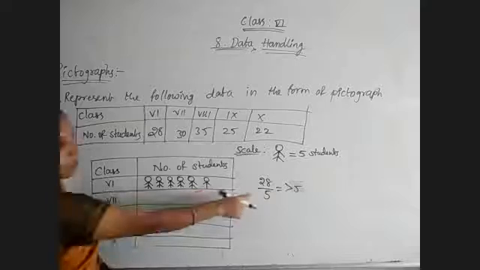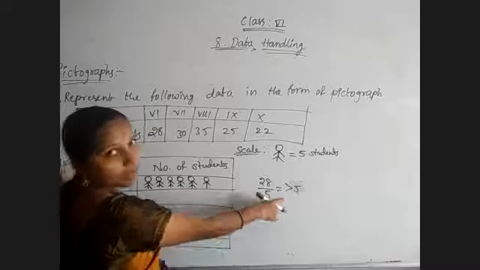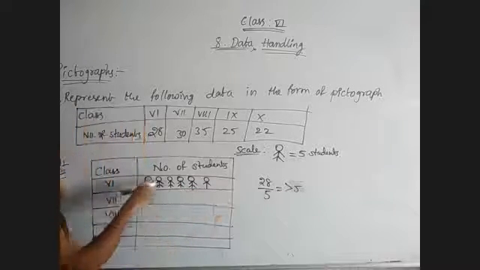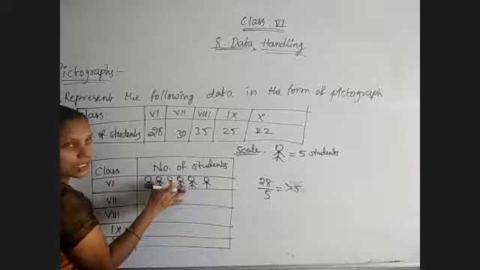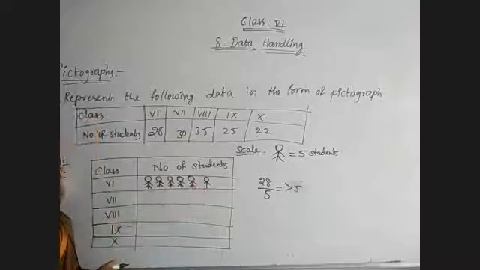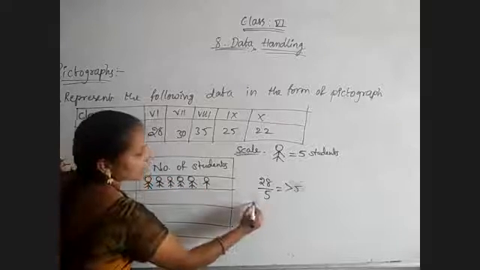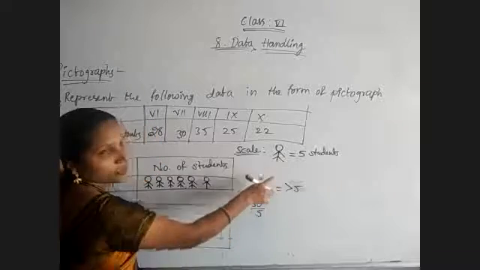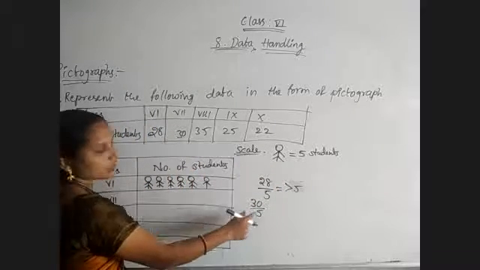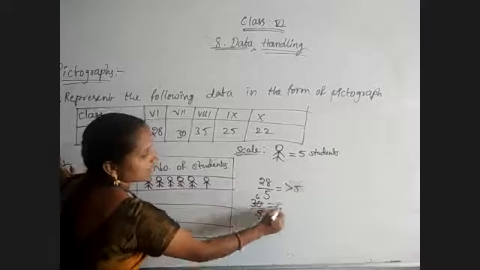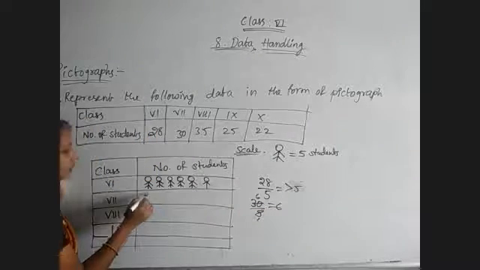Just observe, 28 by 5 is more than 5. That's why we are using six symbols. 1, 2, 3, 4, 5. 5 symbols completely, the sixth one incompletely we are using. Now 30. 30 by 5. Whatever scale you have used, divide the given number with that scale. So 5 sixes are 30, 6 symbols completely we will use.